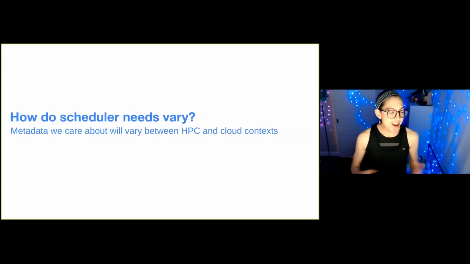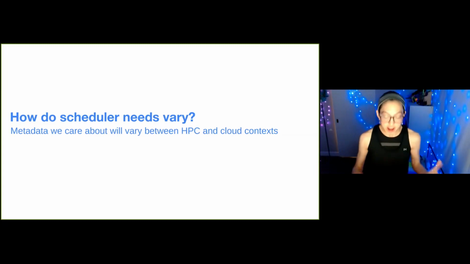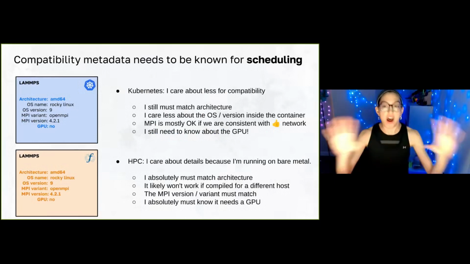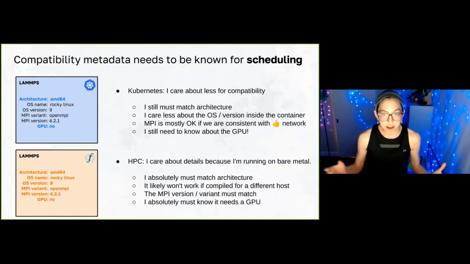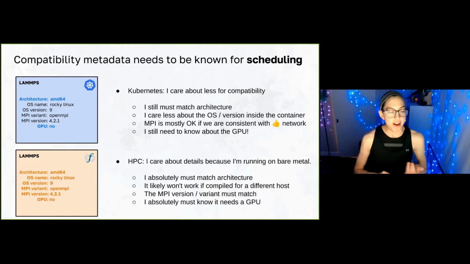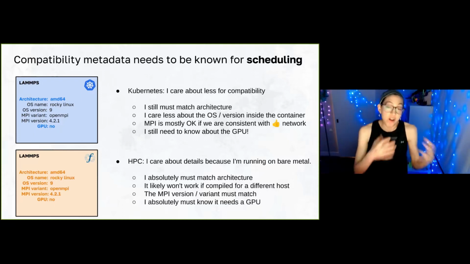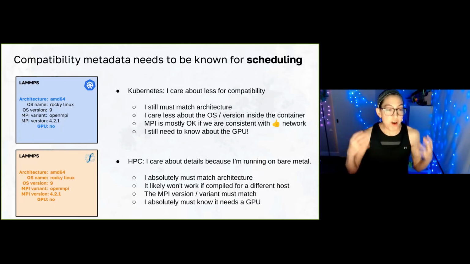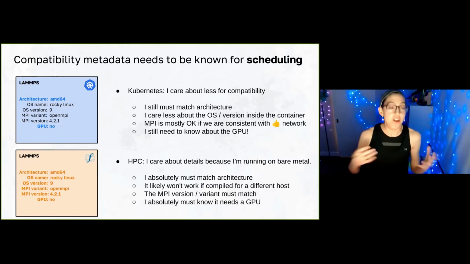And guess what? The problem gets more interesting because the metadata that we're going to care about is going to vary hugely between HPC and cloud contexts. And you probably could have already guessed this, right? So I want to talk, at a very high level, about an example that I thought about. Here are two examples of what you might need to know for scheduling. In Kubernetes, you care about less, right? Because you definitely want to match architecture, because if you don't, you're going to get an invalid execution binary. I forget what that error looks like. It doesn't work, folks. You care less about the version of the operating system inside the container. MPI is mostly okay, granted that the containers you pull can work together, and granted that your network is pretty good. You still need to know about the GPU.